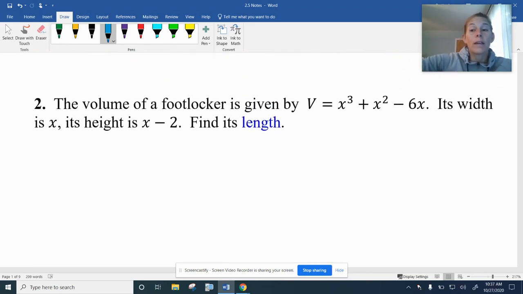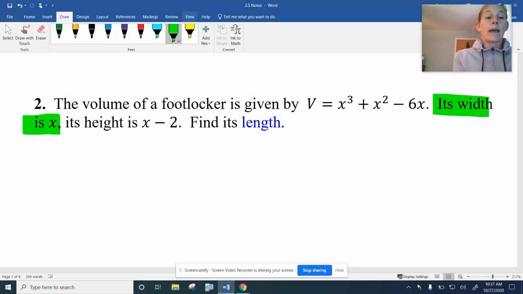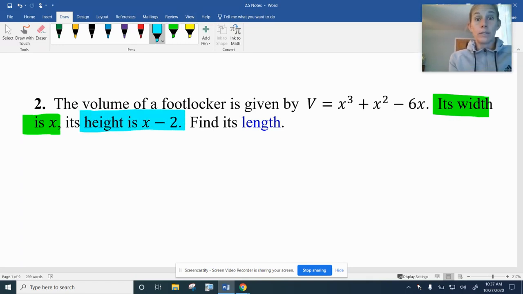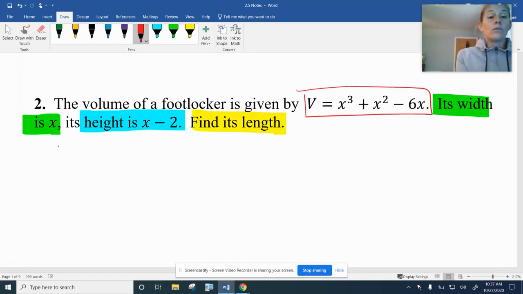All right, so let's take a look at this one here. So this one will be a little bit different because the width is x, which is just a simple linear factor. The height is also a simple linear factor, and we're finding the length. So again, we can still do this using the long division, right? We would have to multiply the x and the x minus 2 first, giving us x squared minus 2x.